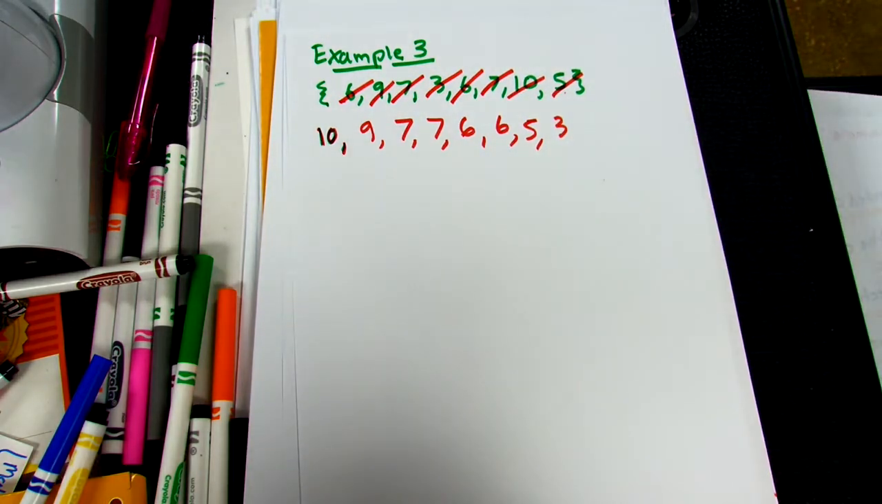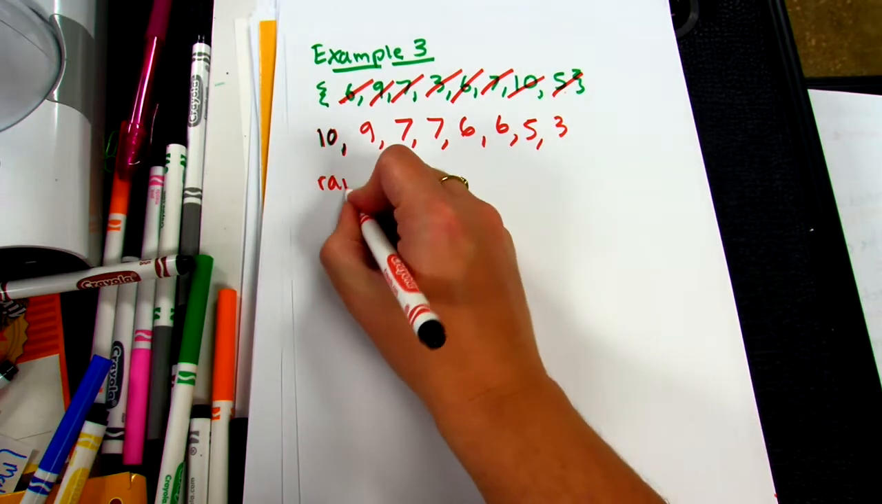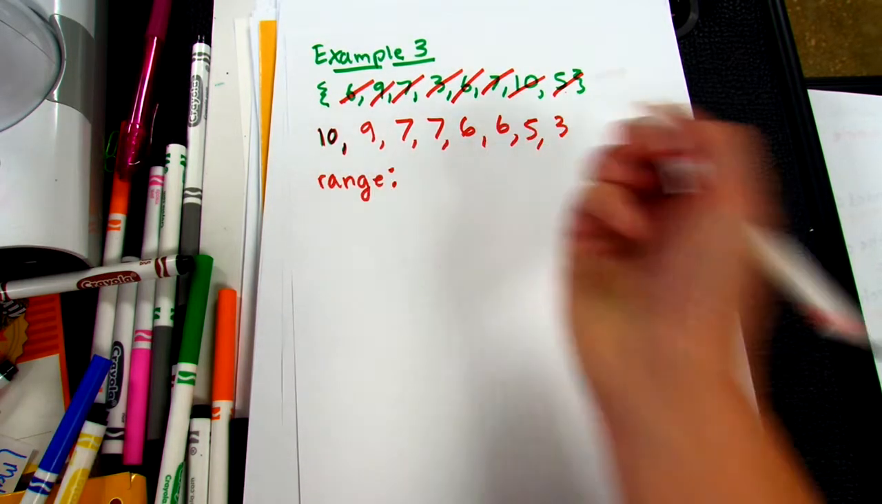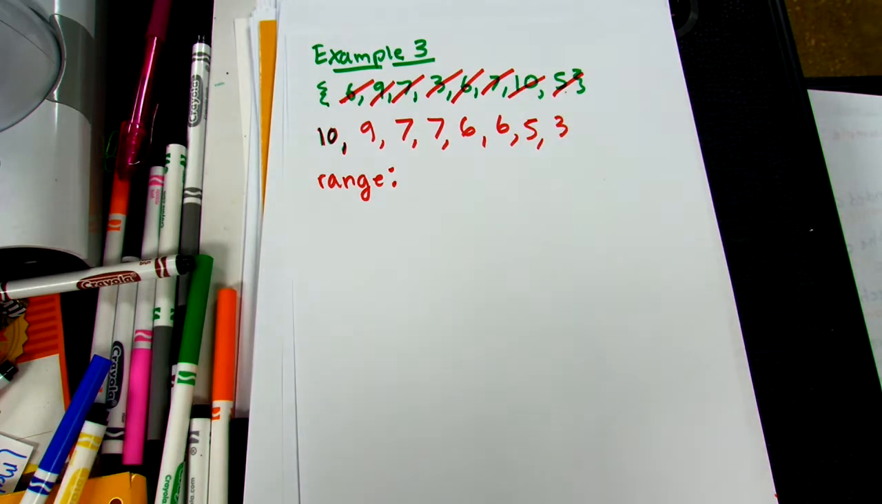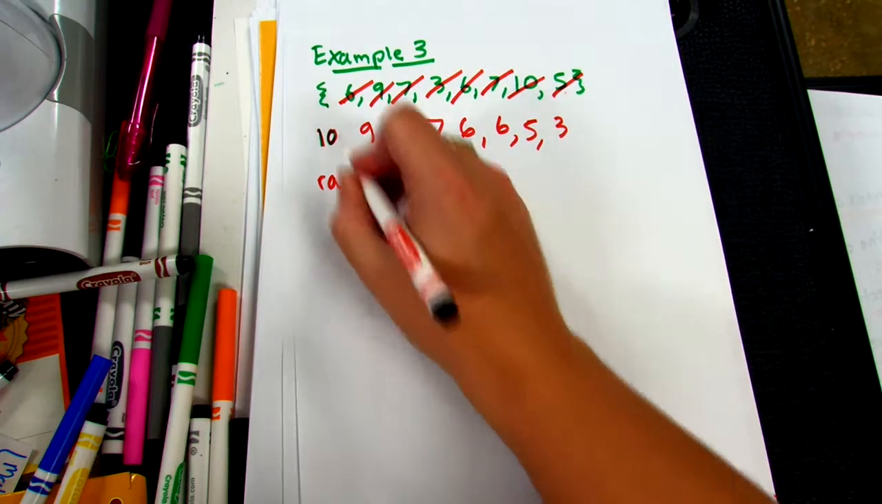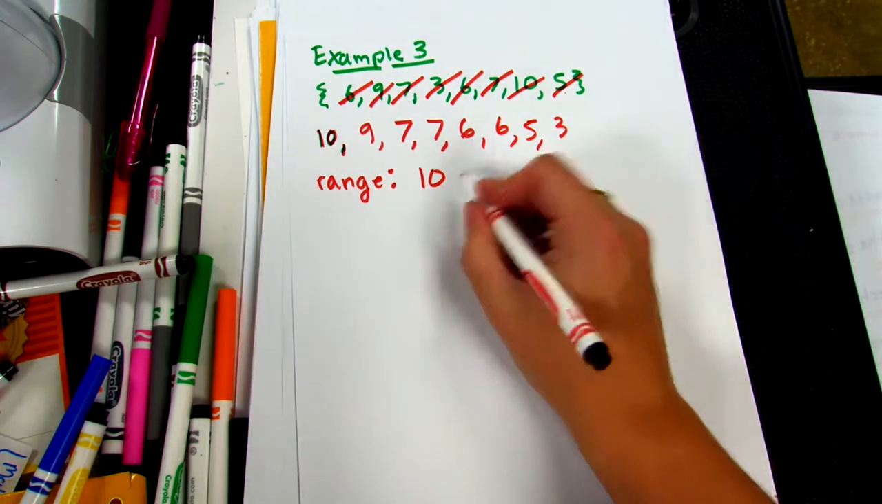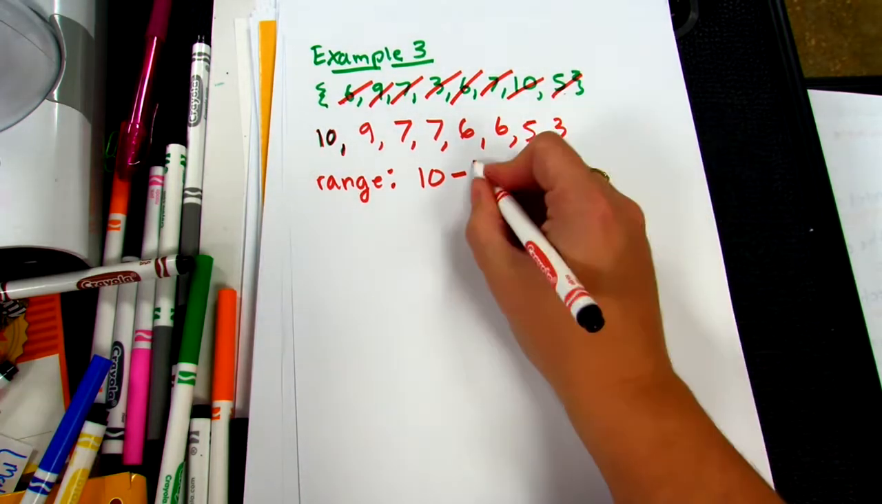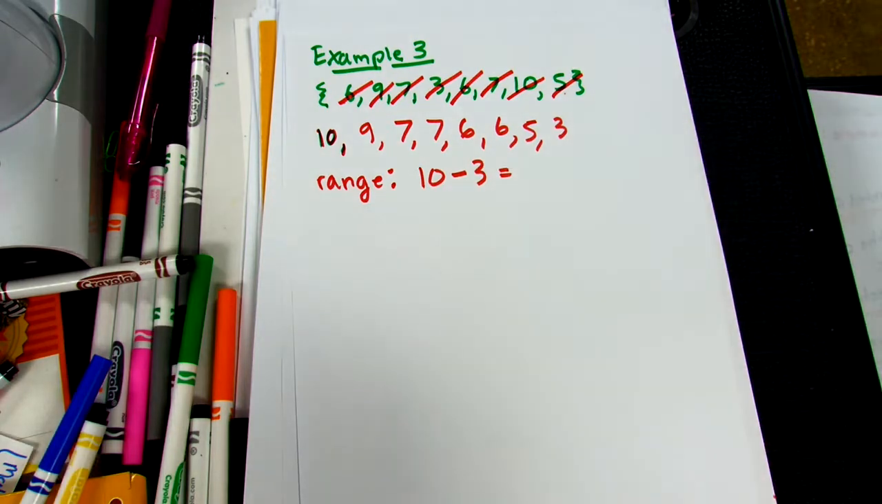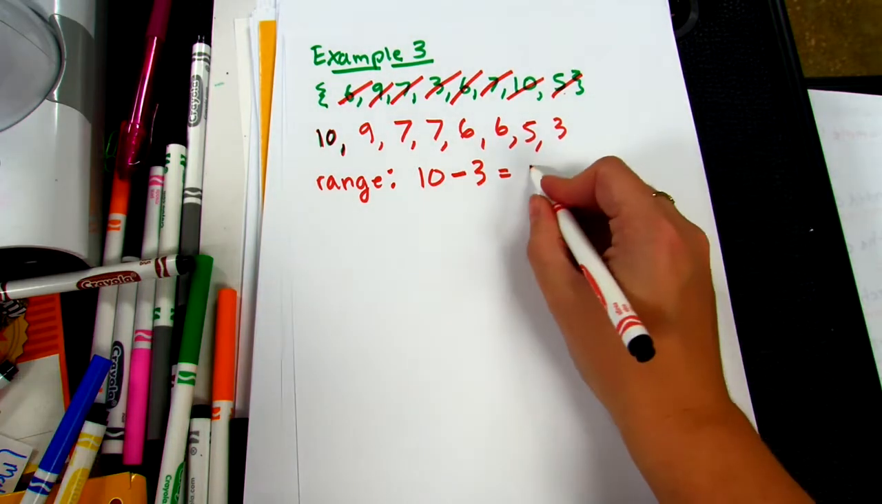So now that I have them in descending order, I want to find the range. Okay, and remember my range is the difference between the biggest and the smallest. So my biggest is 10, and difference means subtract. So I'm going to put subtract, and my smallest is 3. So 10 minus 3, which is 7. So my range is 7.